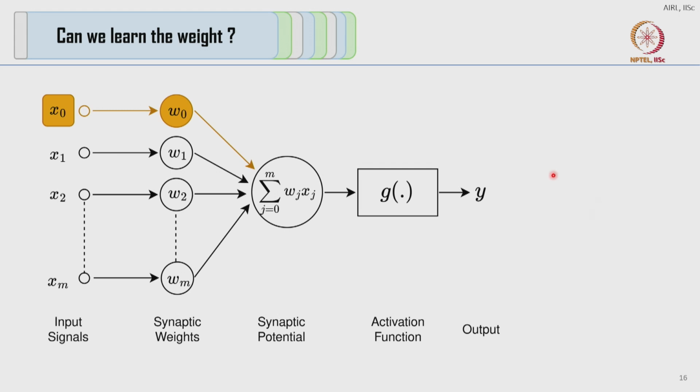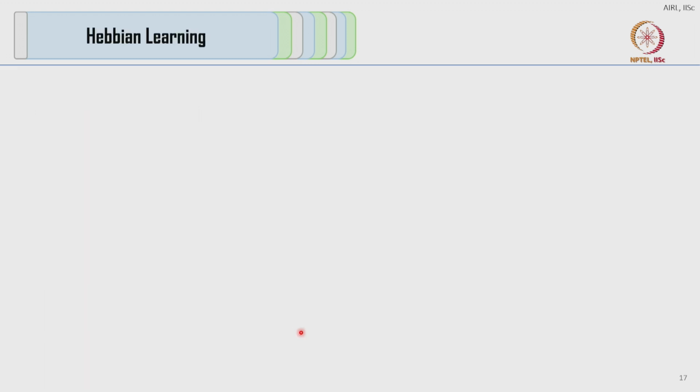Now, we have to ask a question to ourselves. We have a single neuron, which receives input from dendrites x1 to xm, and it has a bias signal and a synaptic weight. Can we learn this synaptic weight from the data? That is the question we need to answer. Mathematically, y is nothing but the activation function applied to w transpose x, which is our synaptic potential. Now, can we learn them?